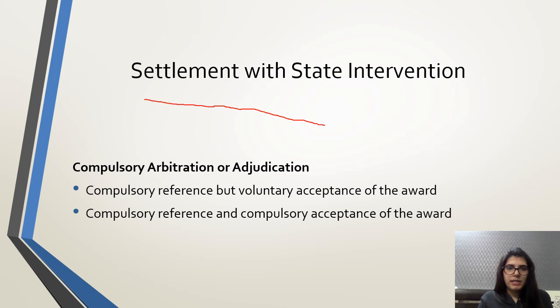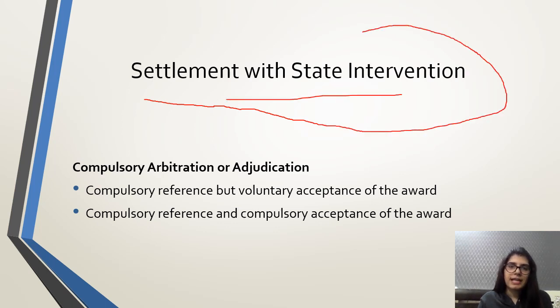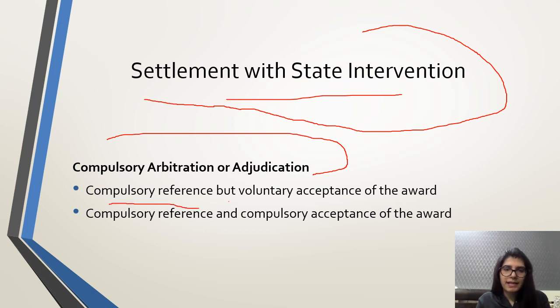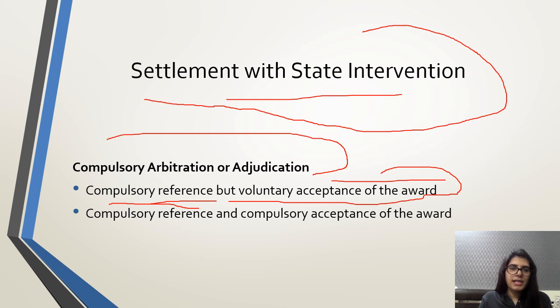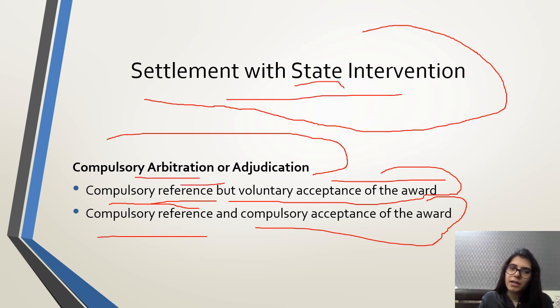Then a very easy one, now again settlement with state intervention, compulsory arbitration or adjudication. So compulsory reference but voluntary acceptance of the award. Okay, so this is compulsory reference to the arbitrator but voluntary acceptance of the award. Here is compulsory reference and compulsory acceptance of the award. So here refer तो करना ही पड़ेगा compulsorily, क्योंकि state का intervention है, but उसका जो award है या उसका decision है, there would be voluntary acceptance. We can accept and we can not accept. Now here is that we will have to refer it compulsorily and then compulsorily accept the award, accept the decision of the arbitrator as well.